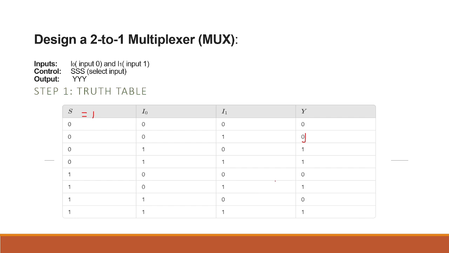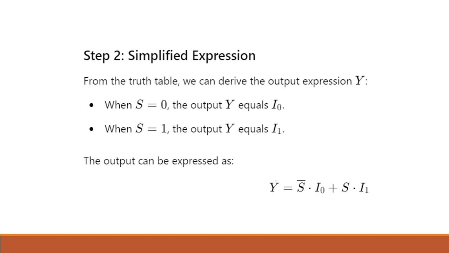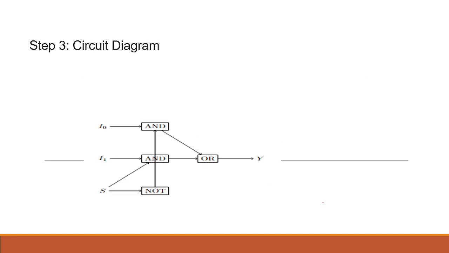I'll move on to the next slide, which is the simple expression, which I have already told you. When S is equal to 0, the output is I0, and when S is equal to 1, the output is equal to I1. And here is the expression. Now here is a circuit diagram. This diagram represents that S starts from here and if we follow the arrows, we will move towards our output.